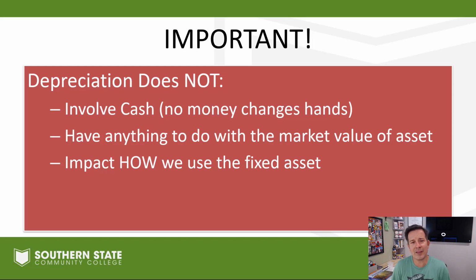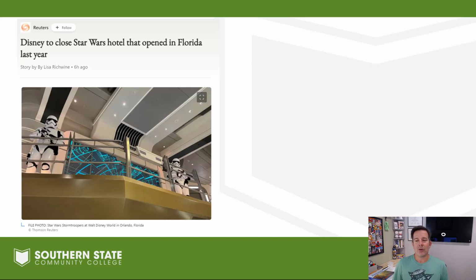It also doesn't impact how we use our fixed asset. Let's go back to the building example. If we have a building and we expect to get 30 years of use out of it, it doesn't mean we have to use it for 30 years. It also doesn't mean that once 30 years are up that we have to tear the building down and get rid of it. Okay, so it has no impact on how we use the asset. And I'll give you a couple examples of that. Recently, Disney built a Star Wars themed hotel, and they were charging, I think, $5,000 or $6,000 for a 2-night stay for a family of 4.